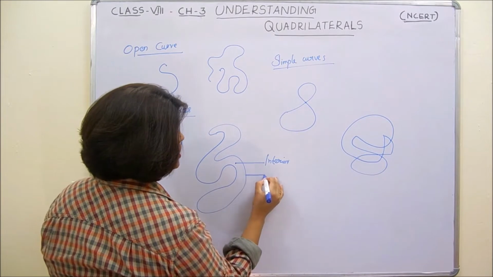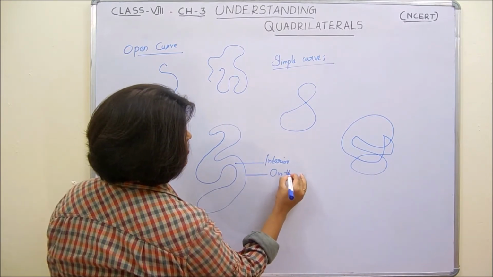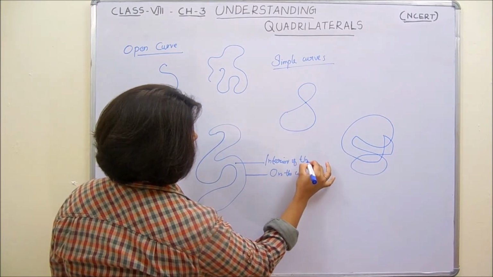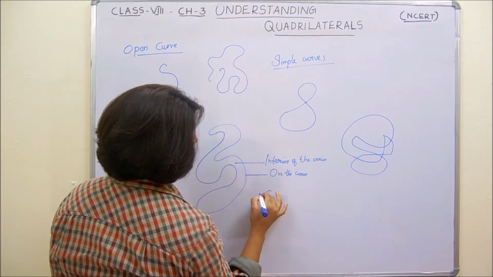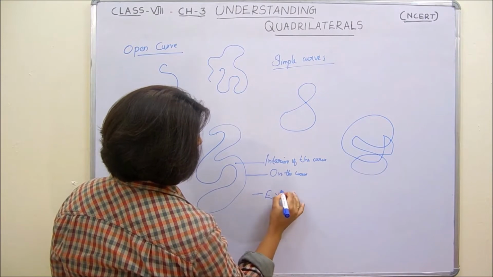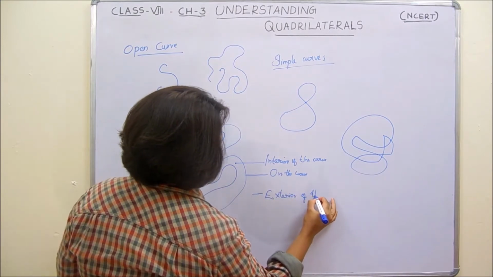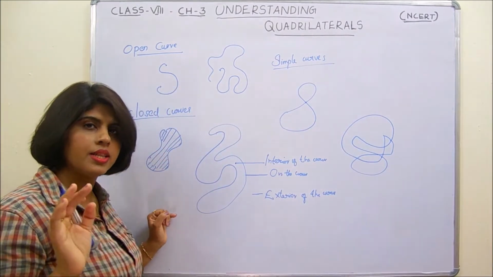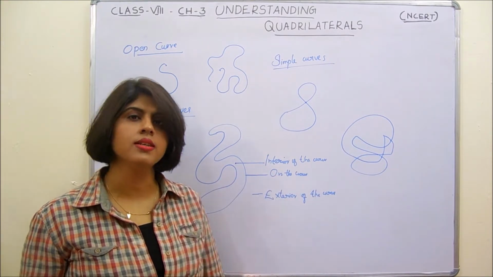And one is on the curve. That is on the boundary. On the curve. Then this is exterior of the curve. Right? So in a closed curve there are three parts: interior, exterior and on the curve.